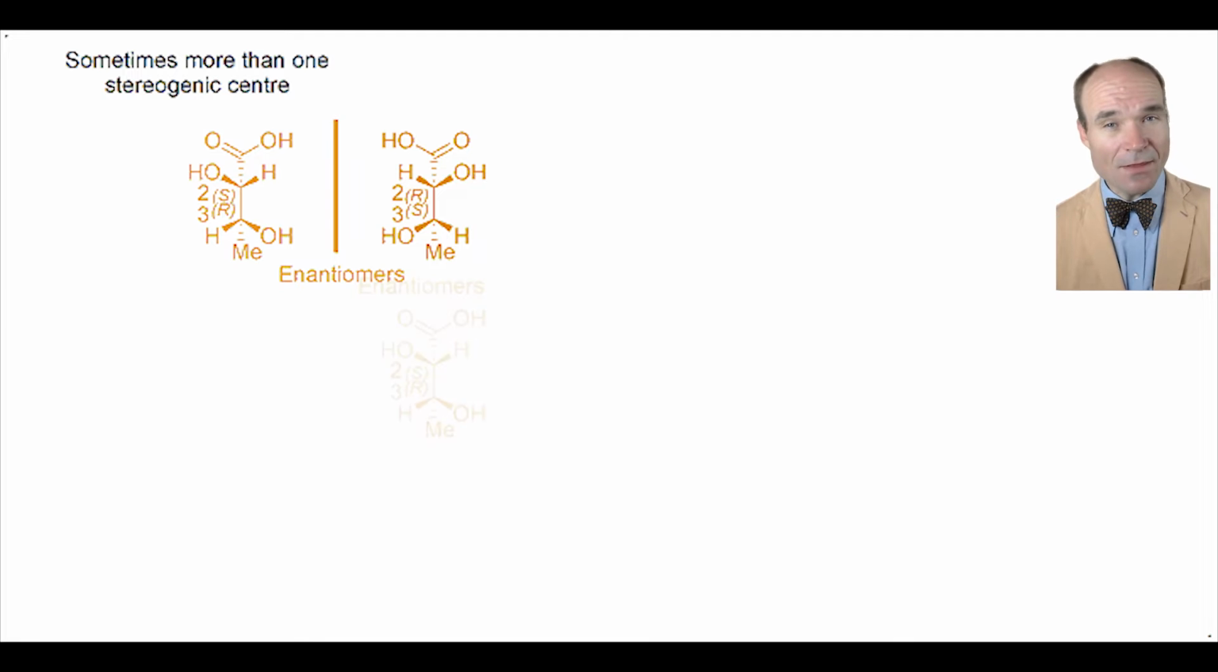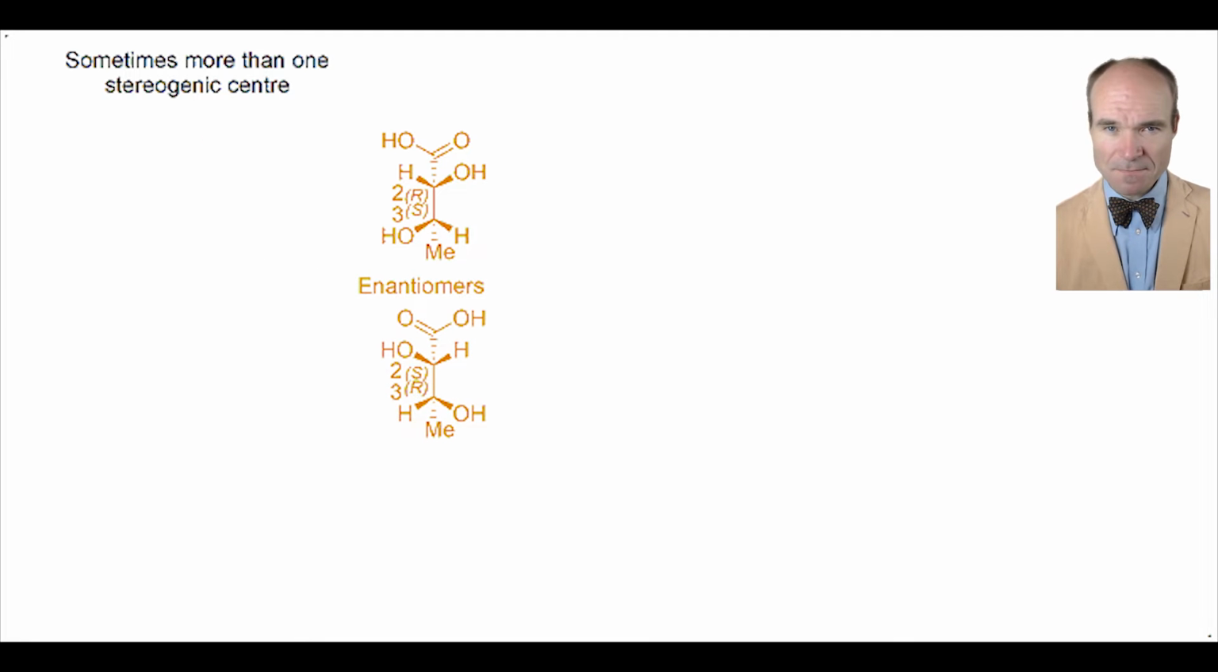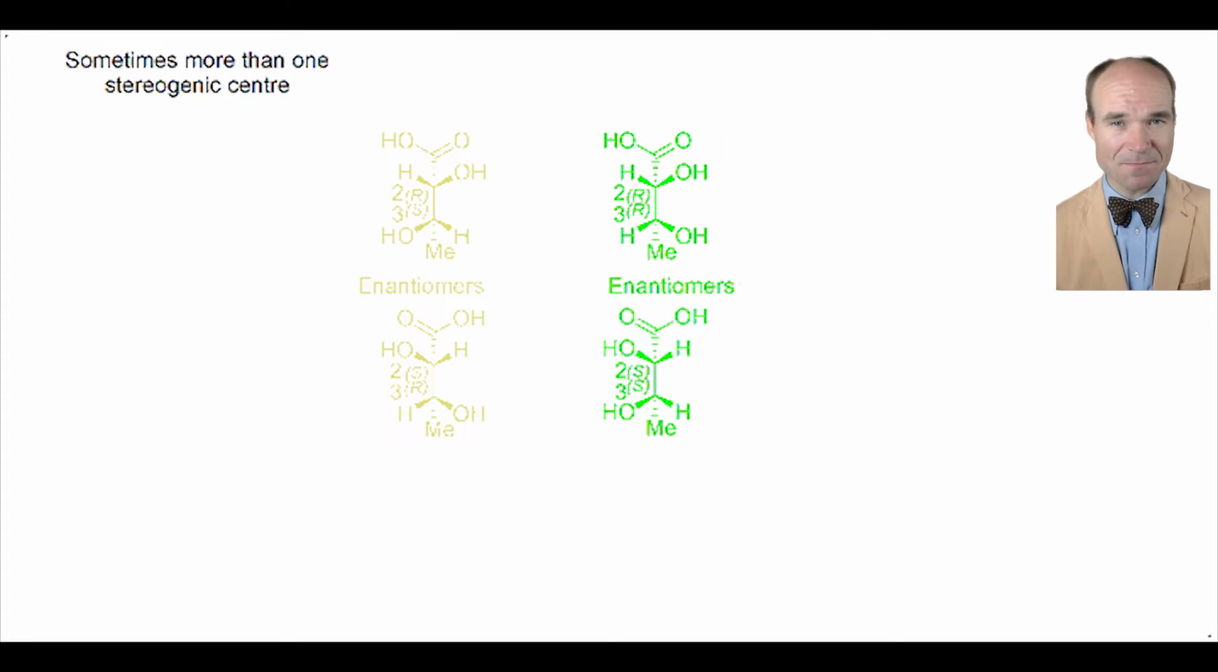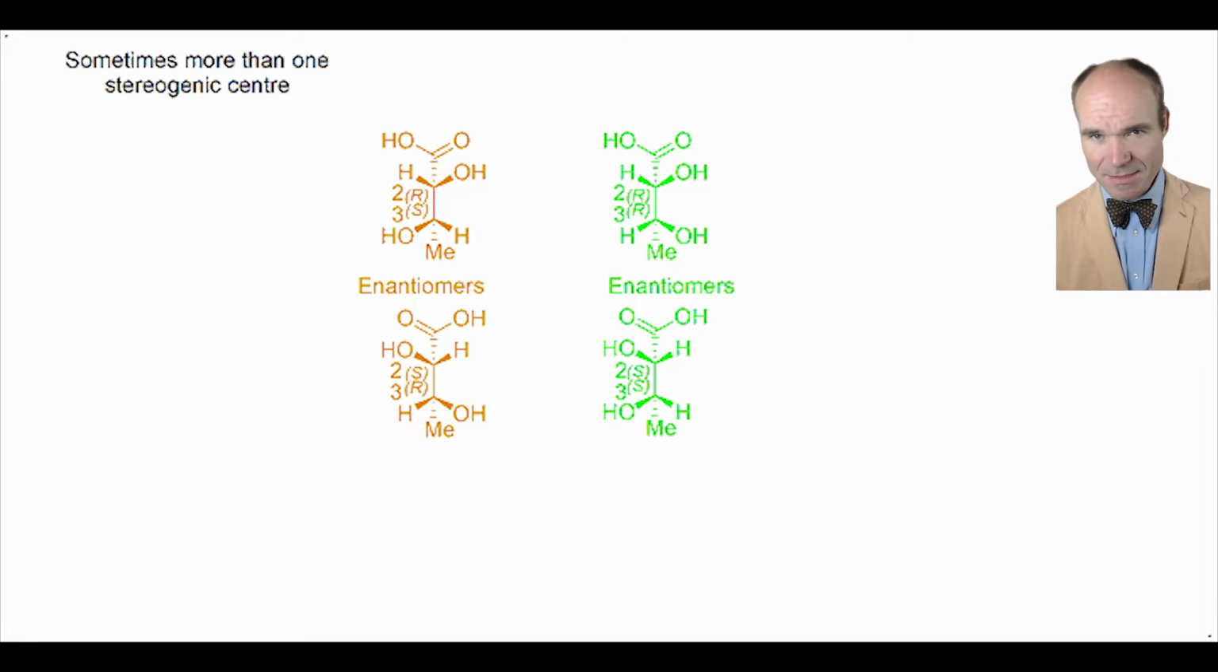In fact, the first set of enantiomers. They are also optical isomers of each other. This second set of molecules are also mirror images of each other, and thus they are enantiomers. So we have two sets of enantiomers. All four molecules are optical isomers.